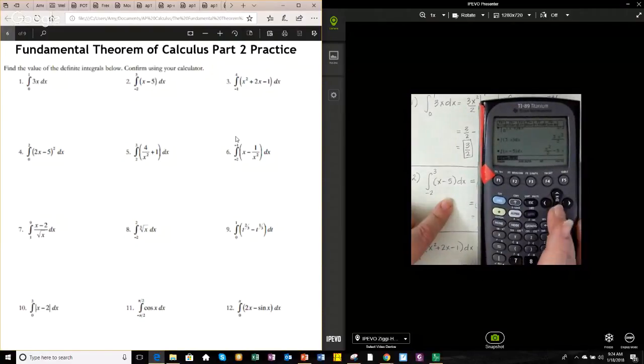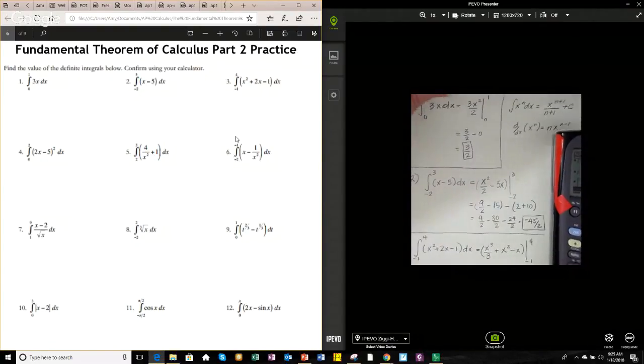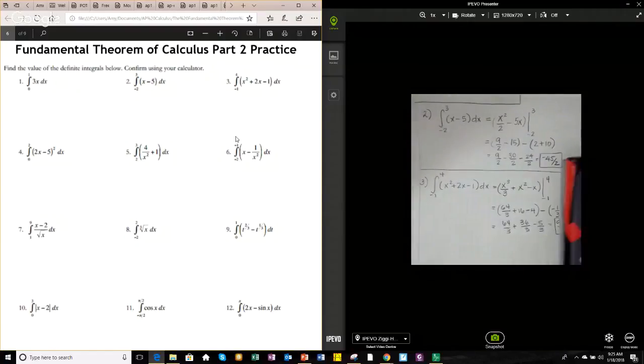And now I'm going to hop down here and put in the limits of integration, which were comma -2, comma 3. My fingers are crossed. Negative 45 over 2. We were right. Good news. All right, number 3.